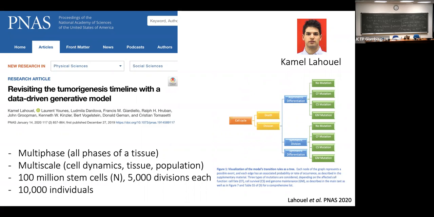So what we assume is you have a cell that is alive, and a cell can die, of course, with some rate, or divide. And if a cell divides, we assume three types of division. I'll show you in a second what those are, and then different types of mutations. Now we want to do this for every cell in an organ, and we're talking about billions of cells, across the lifetime of a person.